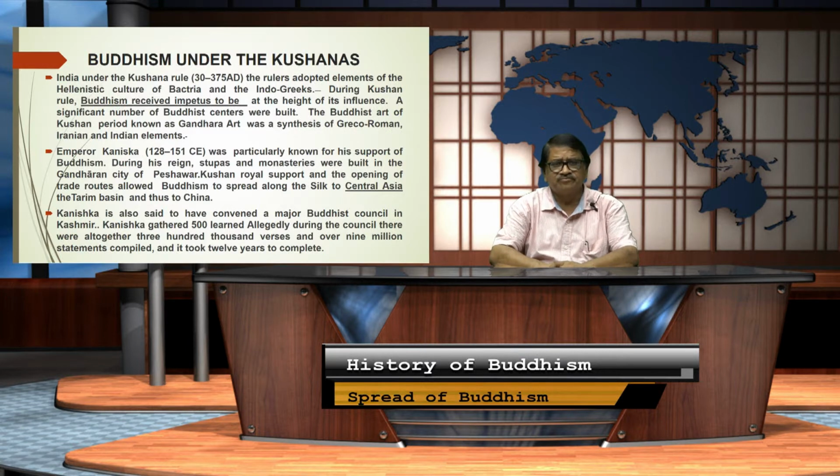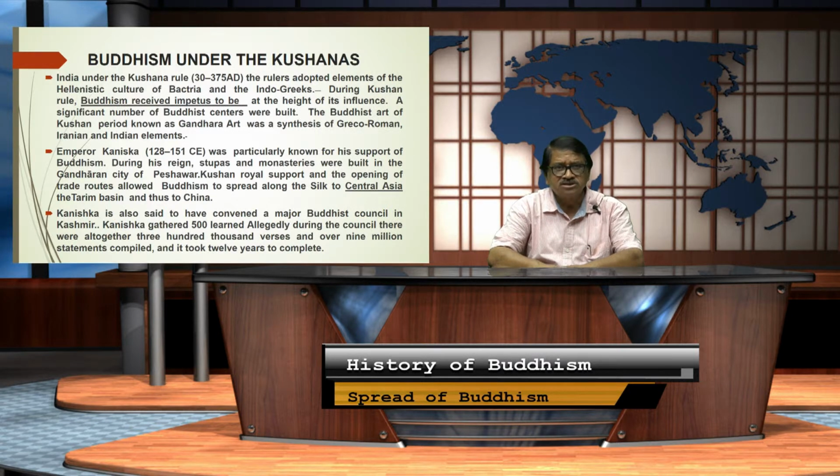Emperor Kanishka, the most influential emperor of the Kushana dynasty, ruled over India from 128 to 151 AD, and was particularly known for his support to Buddhism. Kanishka supported Buddhism like Ashoka. During his reign, several stupas and monasteries were built in the Gandharan city of Peshawar. Peshawar now is in Pakistan.